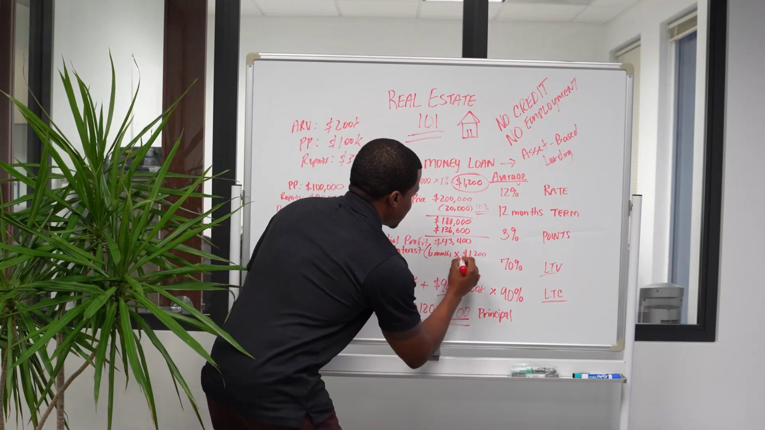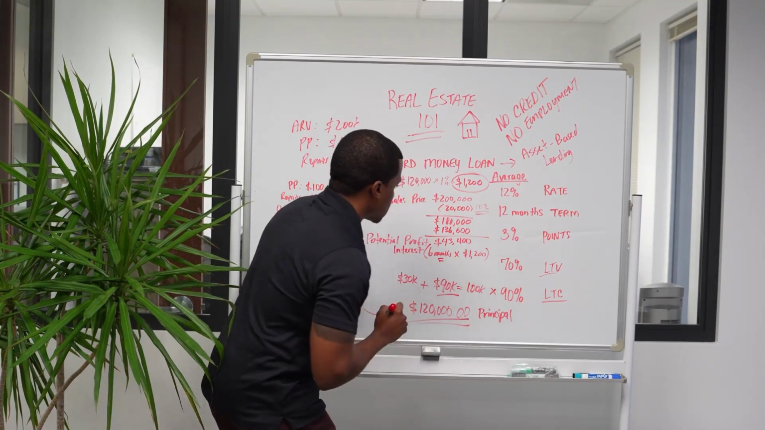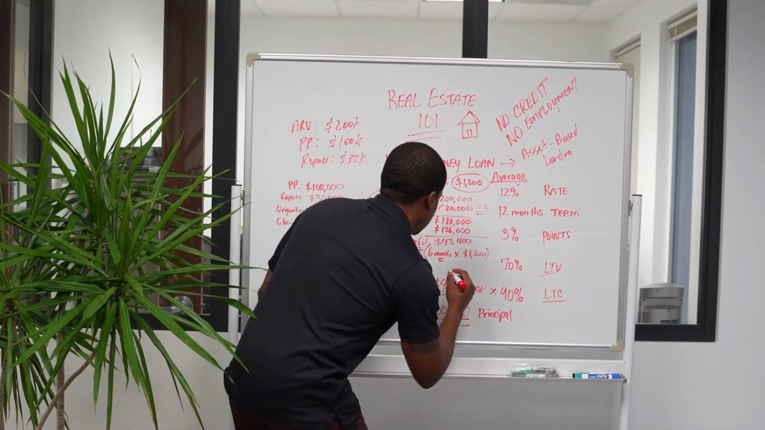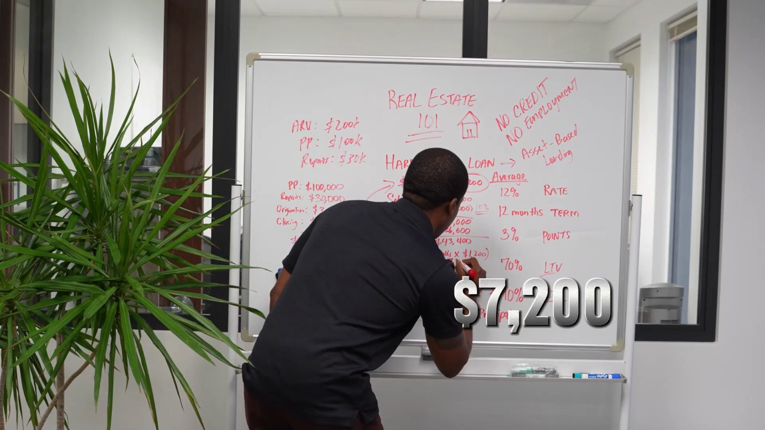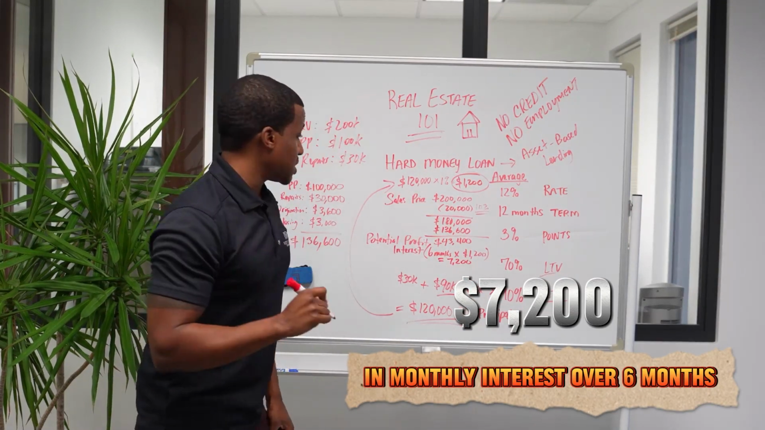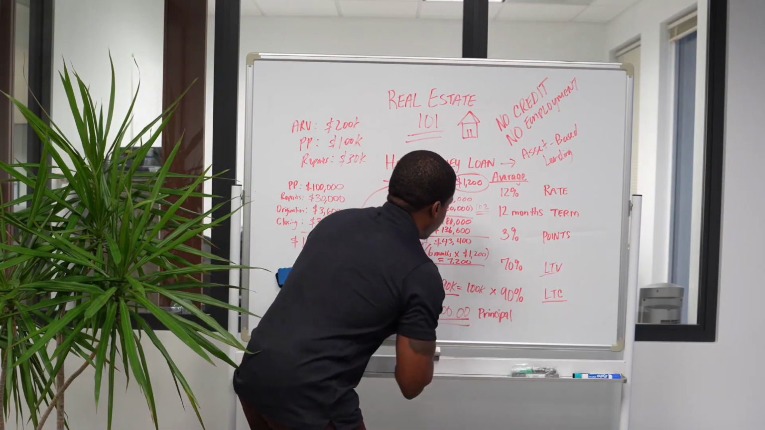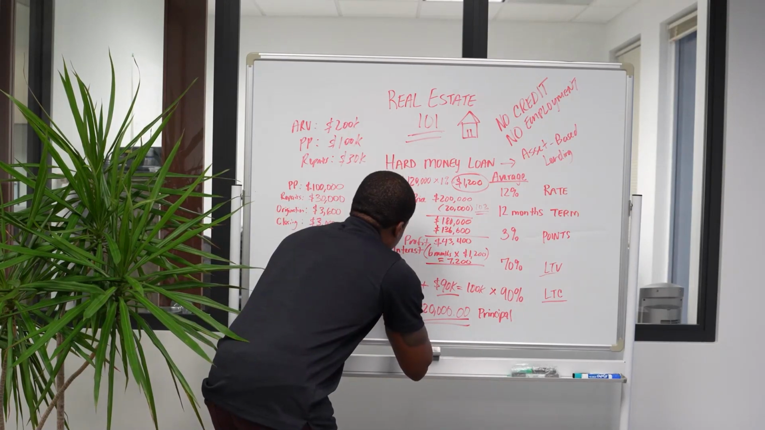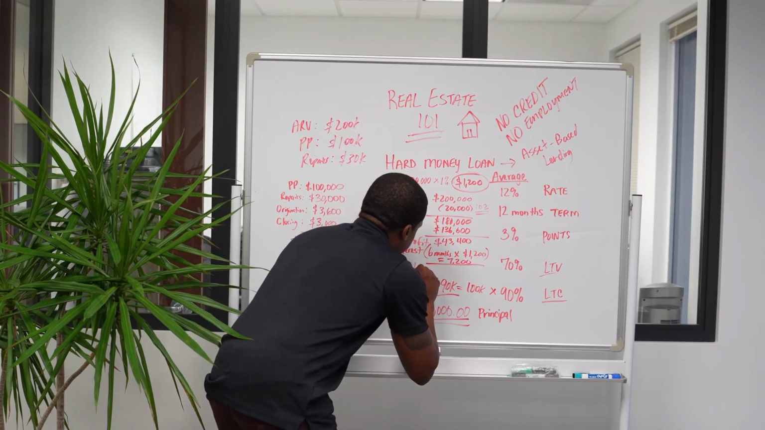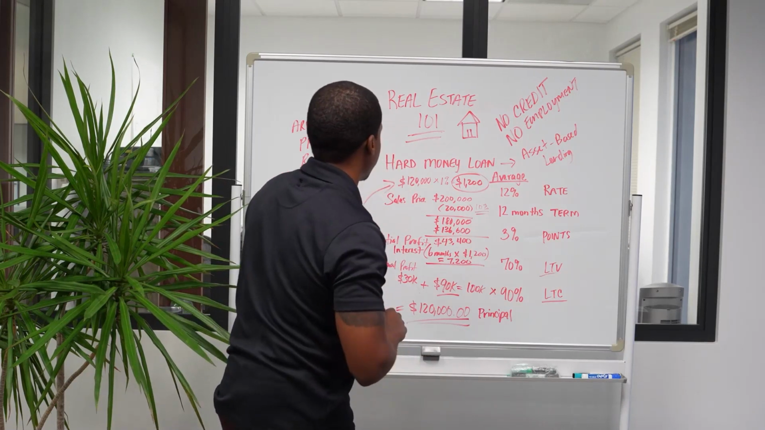So our interest is 6 months times $1,200. That's going to be 6,000 plus 1,200, that's gonna be $7,200 in monthly interest over 6 months. So now we're going from potential profit to your actual profit. Now the deal is done, it's 6 months, we know it's already calculated.